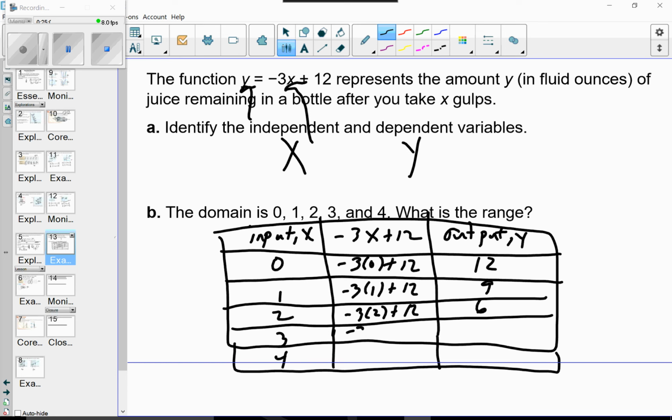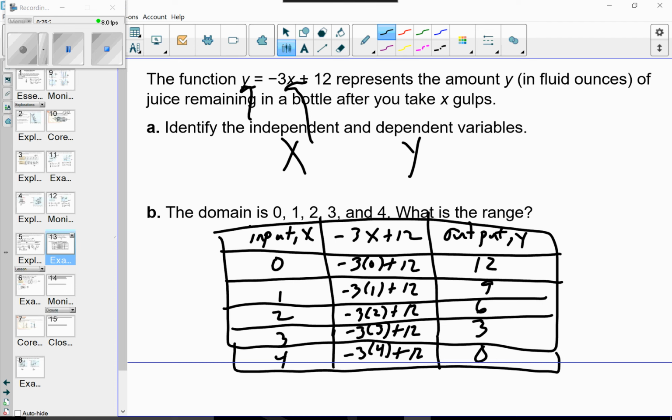If I put a 3 in for x, negative 3 times 3 is negative 9. Negative 9 plus 12 is going to be 3. And finally, if I put a 4 in for x, negative 3 times 4 is negative 12. Negative 12 plus 12 is 0.